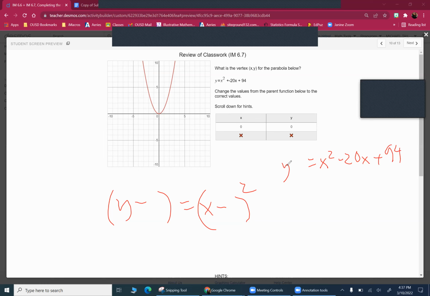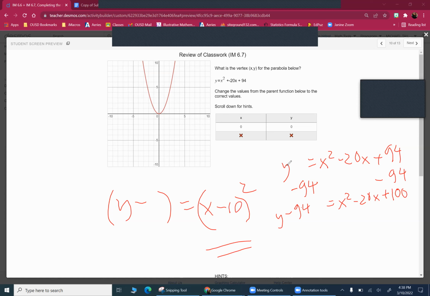So we're going to do the same trick we did before with the circle. If I can complete the square over here, I can get it to this format. I'm going to get rid of the 94 because it's in my way. I'm going to bring it over here. So y minus 94 equals x squared minus 20x. And then I'm going to say, okay, what would complete the square there? Well, half of negative 20 is negative 10, and I square it, so that's 100. So now I can rewrite this. Oh yeah, this is x minus 10 squared.